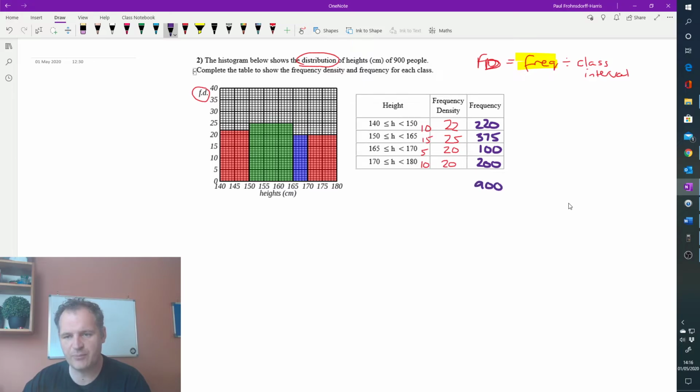Let's check that adds up. I must have gone wrong somewhere because it says 900 people, but that doesn't add up to 900. So where have I gone wrong? 5 20s. Have I got all the right numbers? 22 10s. How many numbers am I short? This adds up to 95. I reckon what it is, it's not quite the right number.